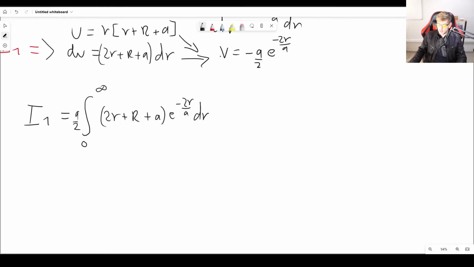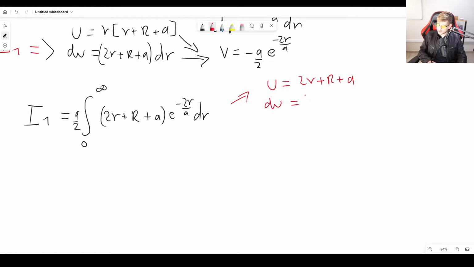Okay, and here we have to use this technique, right? Integration by parts again. So let's say, once again, u will be 2r plus r plus a, du will be 2 dr, and on the other side, we have the dv, which will be e to the minus 2r over a dr, and v will be minus a over 2 e to the minus 2r over a.